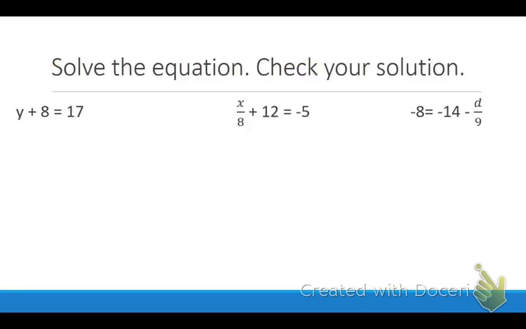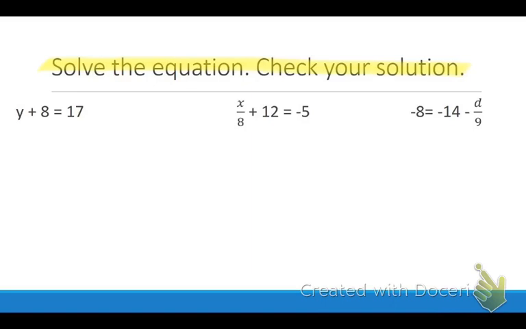All right, next one, solve the equation. Checking your solution is optional. Yes, that was 3 points. And this one's 3 points also. So checking your solution's optional. However, if you have time, you can be sure that you got it right. All right, so solve each one of those equations.